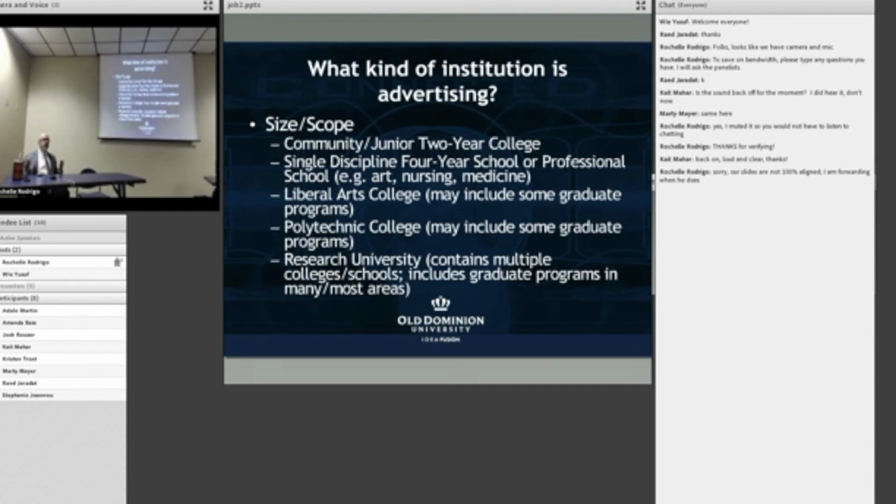You may have noticed in the news that the Corcoran School of Art is now going to affiliate with George Washington University. They made that announcement a couple of days ago. Big thing, because for 100 years it's been an independent institution. There are some schools of nursing and medicine that are independent, and locally, of course, we have Eastern Virginia Medical School, which is not part of a university. A liberal arts college generally is going to be a four-year institution that may have one or two graduate programs connected, but their focus is on undergraduate education. A place like Williams College would be an example in Massachusetts.